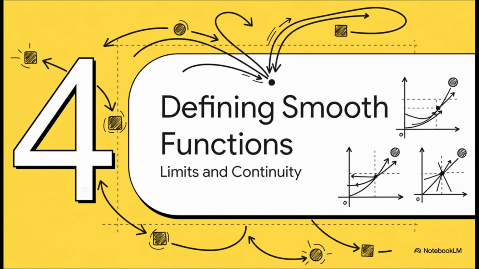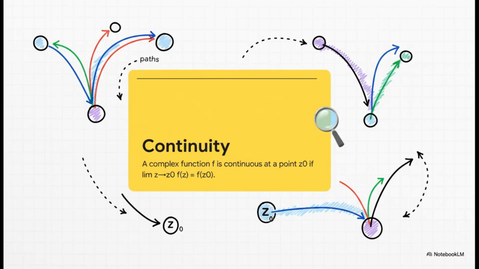It's not just about being picky. This idea is the foundation for something incredibly important: continuity. It's how we determine if a function is well-behaved or smooth. The idea here is actually pretty simple. A function is continuous if the place it's heading towards, that's the limit, is the exact same place where it actually is, the function's value at that point. No sudden jumps, no gaps, no weird surprises.